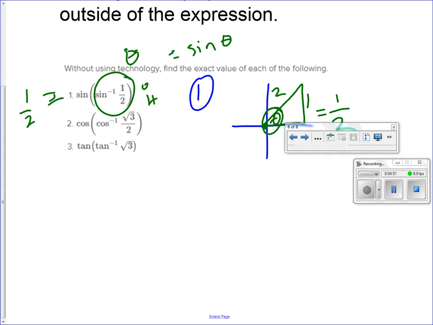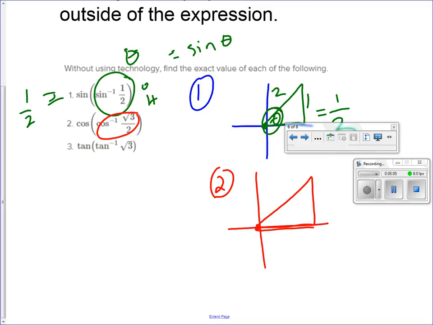Okay, now let's look at number 2. We have cosine. Again, it's positive, so I'm just going to put it in quadrant 1. We have the inverse cosine of radical 3 over 2. Thinking about SOHCAHTOA, my adjacent could be radical 3, my hypotenuse could be 2. The inverse cosine would give me this angle here. So now I have the cosine of that angle. The cosine of that angle is the adjacent over the hypotenuse. So radical 3 over 2 is the answer.